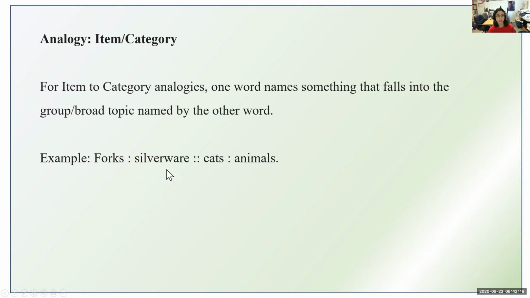So again, the second and fourth words are going to be the broader topic, like that broader group. And the first and third words are going to be kind of like a subcategory, you could call it, just like one item. So forks, small picture, are to silverware, large picture, just as cats, small picture, are to animals, large picture. That's what the item category one is.